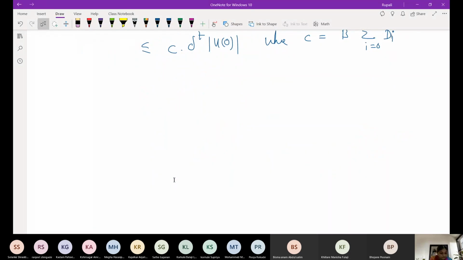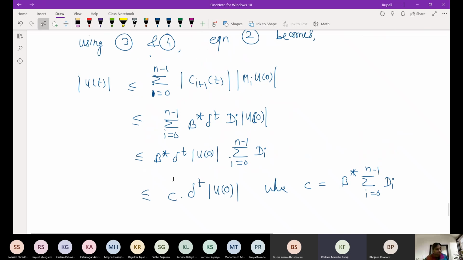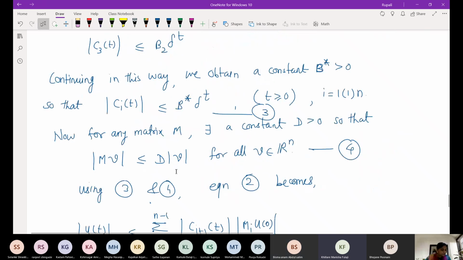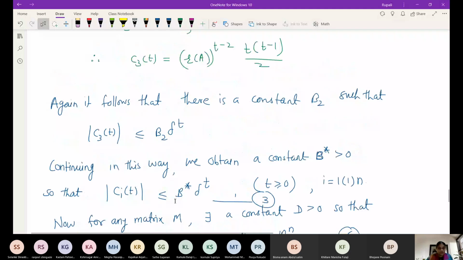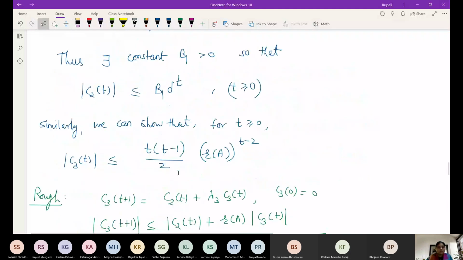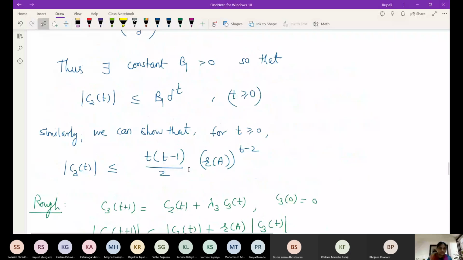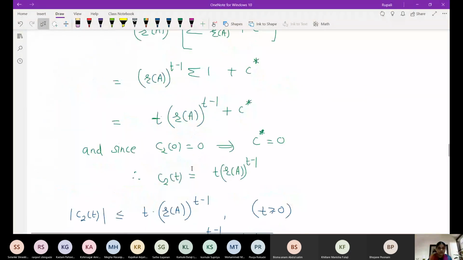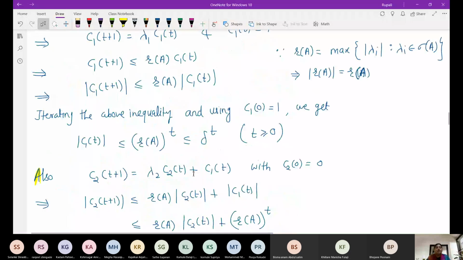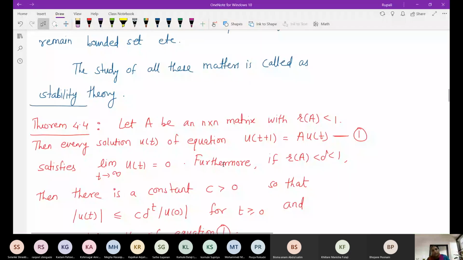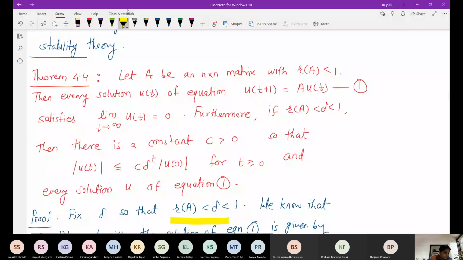Is that okay? So therefore, what we need to show is this one. So we have shown that mod of ut is less than or equal to c times delta raised to t mod of u0. Is that right?